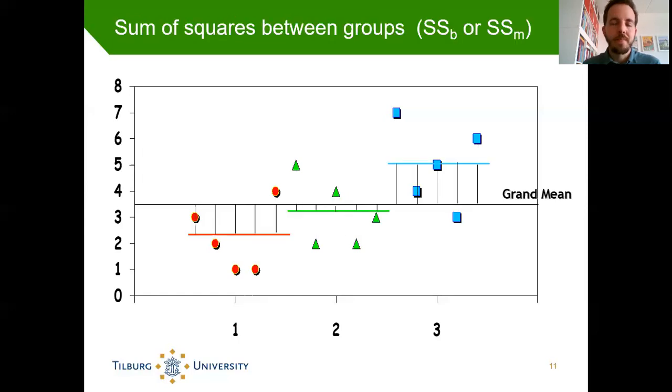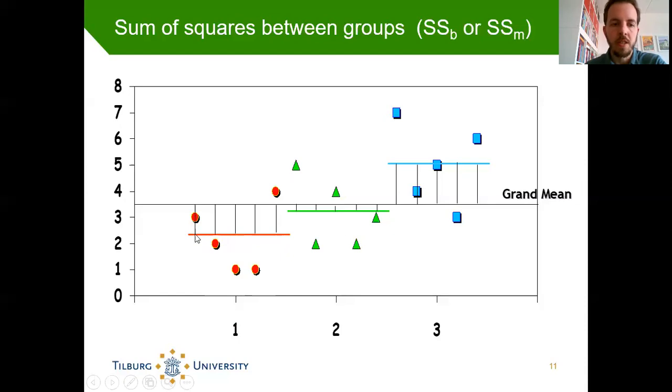The second thing that SPSS needs is the sum of squares between groups. And this is sometimes abbreviated by sum of squares B or sum of squares M. So B stands for between groups and M stands for model. This is sometimes referred to as the sum of squares of your model. This is slightly different than the total sum of squares. So in the case of the sum of squares between groups, what SPSS calculates is for each group, the average within the group.